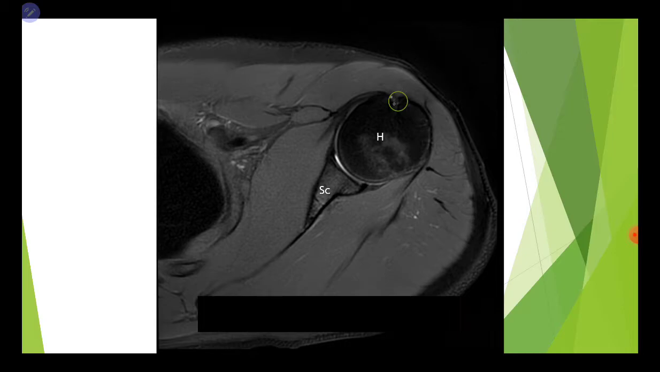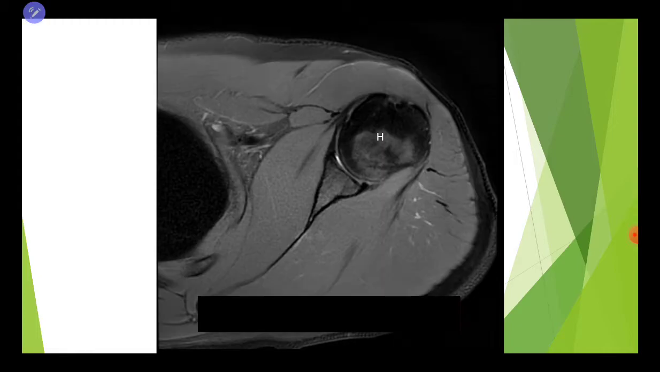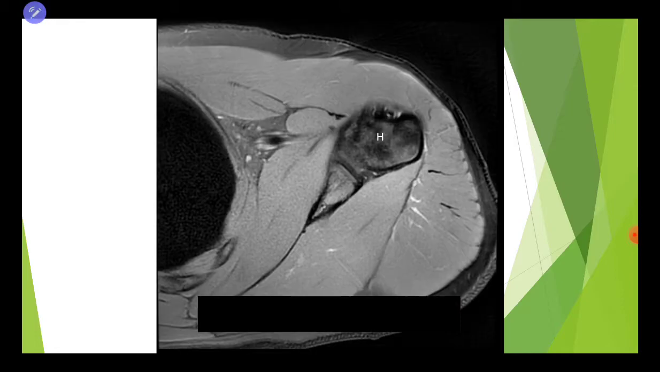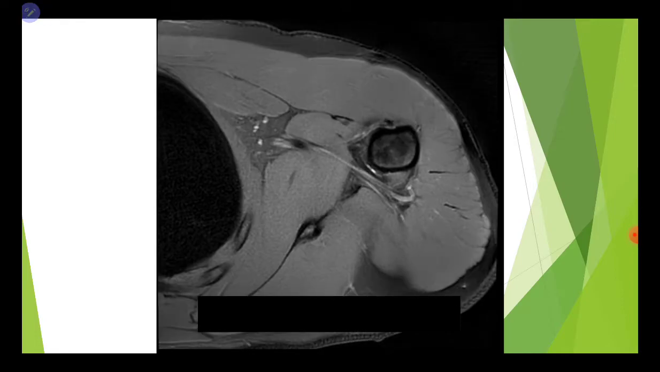Here we can see a bicipital sulcus, which houses the long head of biceps tendon. It lies between the lesser tuberosity and the greater tuberosity, which are bony projections from the head of humerus. Both these tuberosities provide attachment to the rotator cuff tendons. And this bicipital sulcus lies between these two tuberosities, and it houses the long head of biceps tendon. So this was the axial plane.